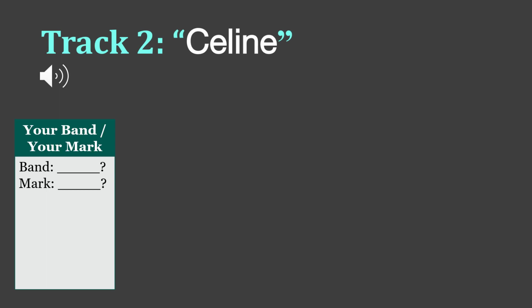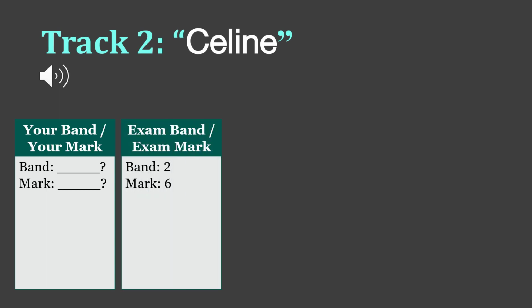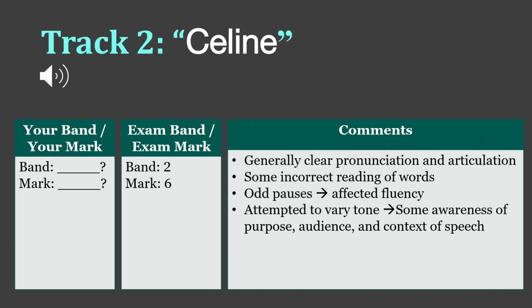And thank you, Celine. And as you can hear, there has been a slight improvement. So right now, I would advise you to pause here and give your band and your mark. And once you are ready, please press resume. So for this case, the band will be band 2 and she'll be receiving 6 marks. And why? So the comments given is that generally she has clear pronunciation and articulation. There are some incorrect reading of words and odd pauses, especially near the start. It's affected the fluency of the reading, and she already attempted to vary her tone. There is some awareness of purpose, audience, context of her speech, and that will place her at 6 marks.